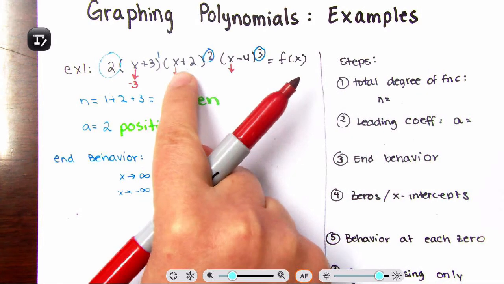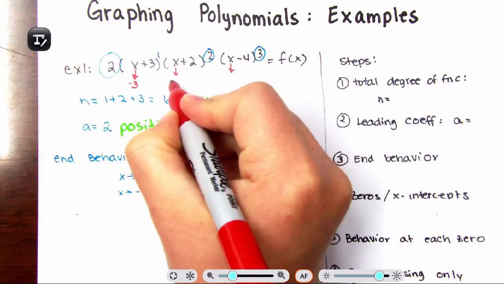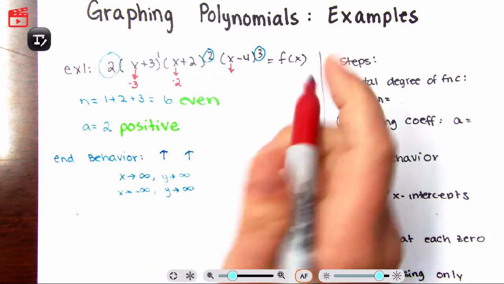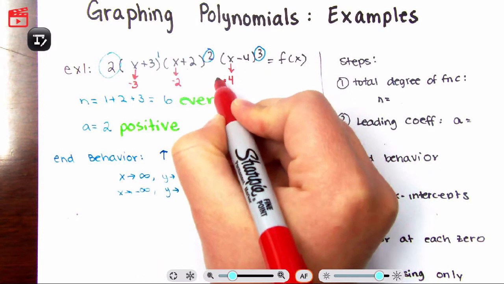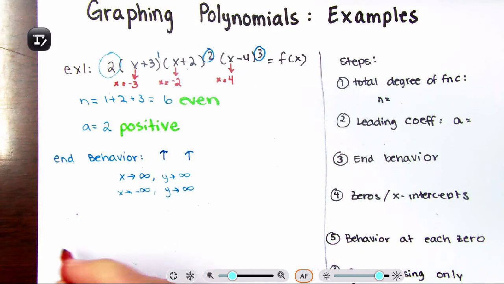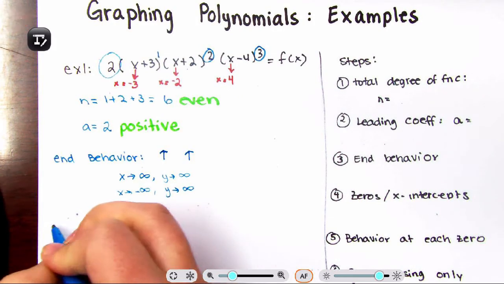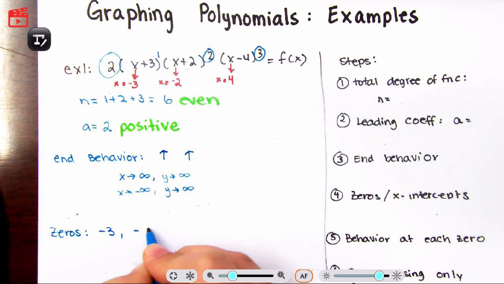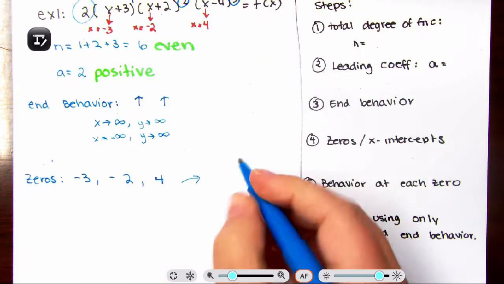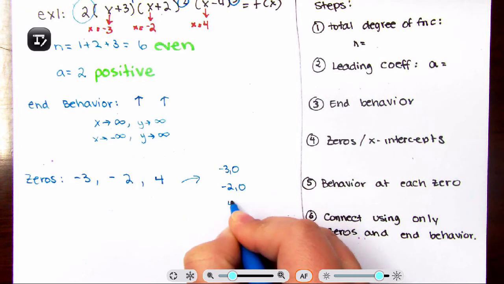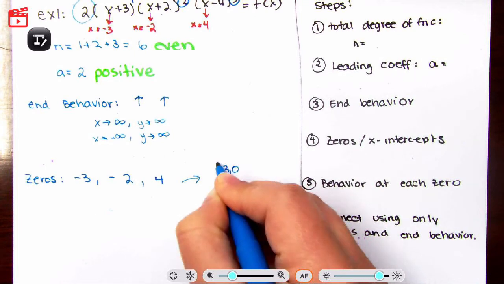Same question, what does x have to be in order for this bubble to be 0? And that is negative 2. What does x have to be in order for this bubble to be 0? And that is positive 4. Now these are our x-intercepts. So for zeros, x-intercepts, we have a 0 at negative 3, a 0 at negative 2, and a 0 at 4. So that means we have negative 3 comma 0, negative 2 comma 0, and 4 comma 0. That's step number 3.